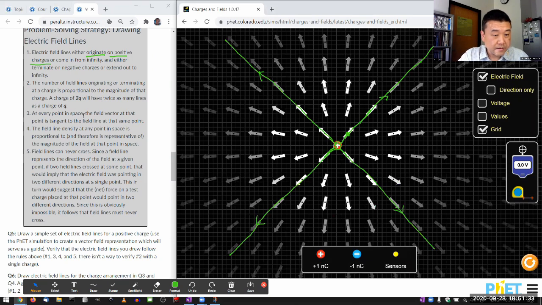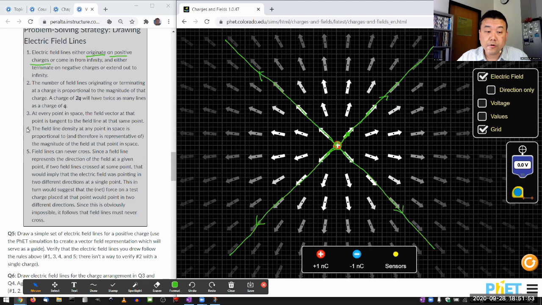It says at every point in space, the field vector at that point is tangent to the field line at that point. That's kind of how we drew it. Each time we reach the point, we follow the direction of the electric field line. And now 4 and 5 are interesting.